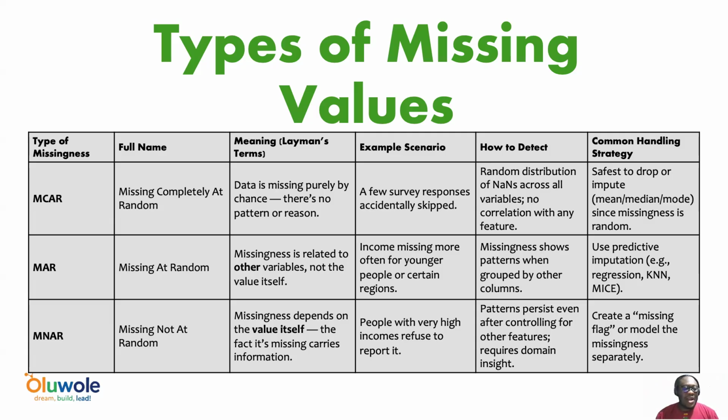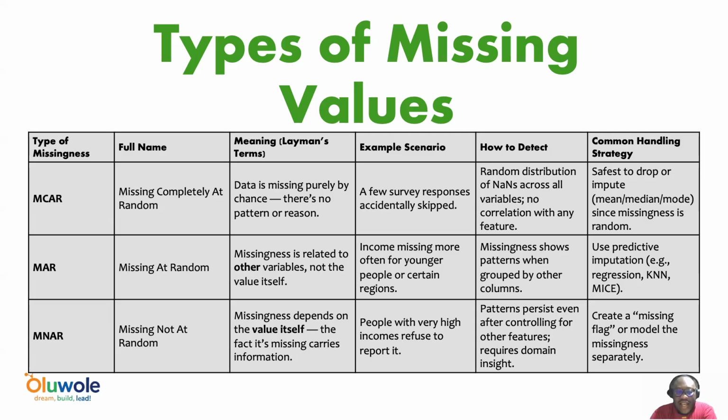Then apart from MCAR, you have MAR, which is missing at random. Missingness is related to other variables, not the values itself. What is that scenario? Income missing more often for younger people. Can you see now? It's related to younger people or certain regions. So can you see the difference between these kinds of missing values now? It means that you must be able to read your data very, very well before you just start anything. Don't just pick up a data set and go.